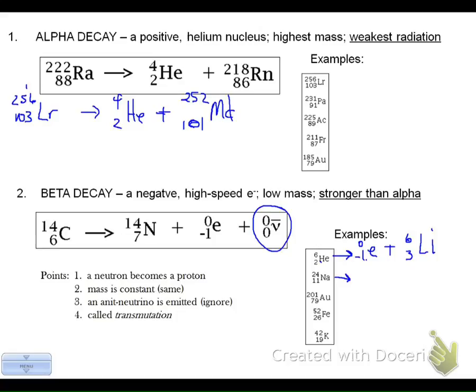And our top numbers, 24 equals 0 plus, so still 24. Mass is conserved. And across the bottom, 11 equals -1 plus something. That's going to be 12. So we increase the atomic number in beta decay, and that will make magnesium.